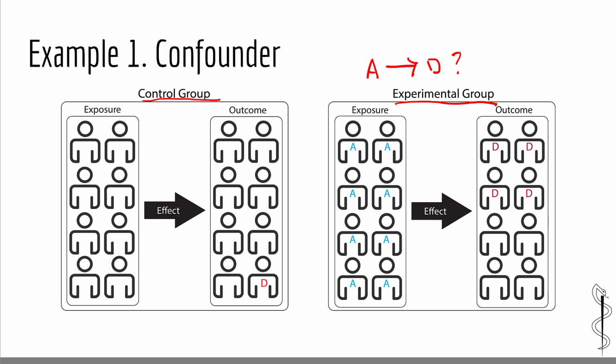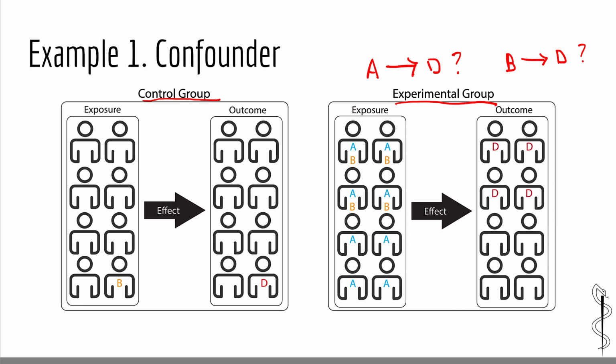However, upon further investigation, your statistician tells you that the subjects in the experimental group also had a variable called variable B in addition to variable A. The statistician proposes that maybe it was variable B that caused variable D, and in reality, variable A may not be associated with variable D.